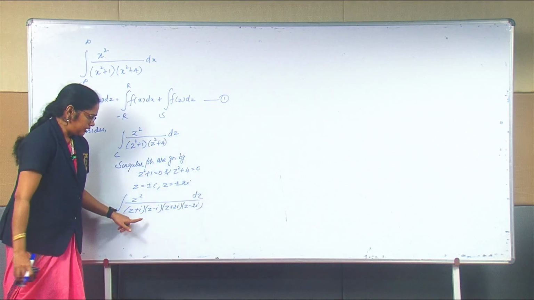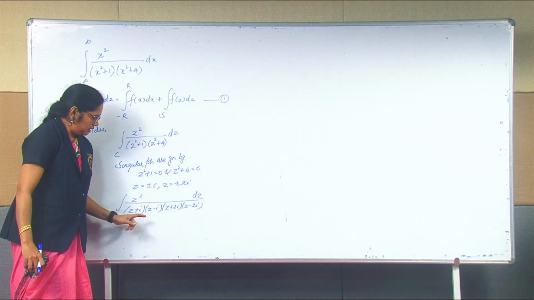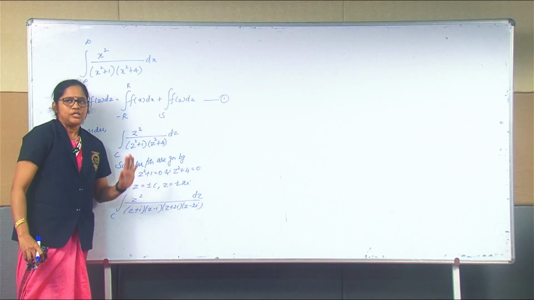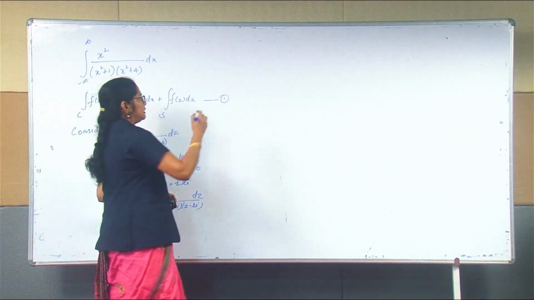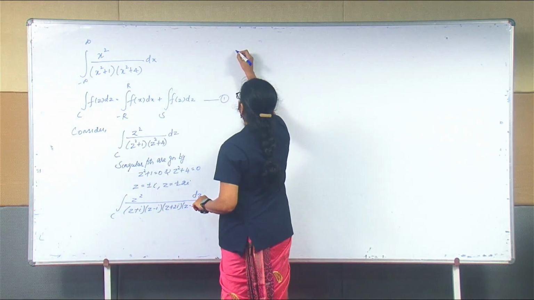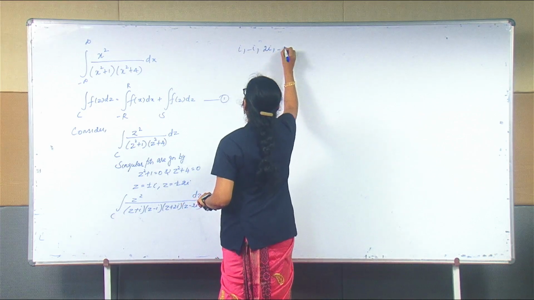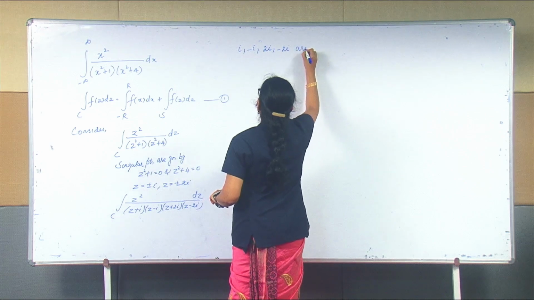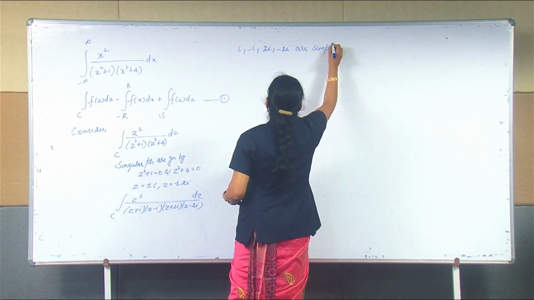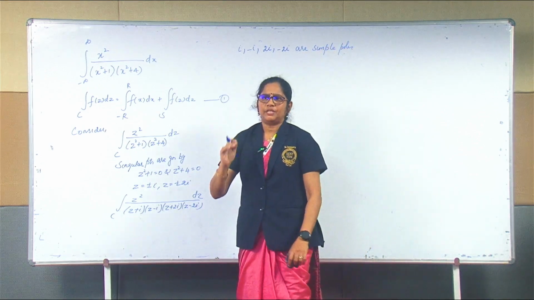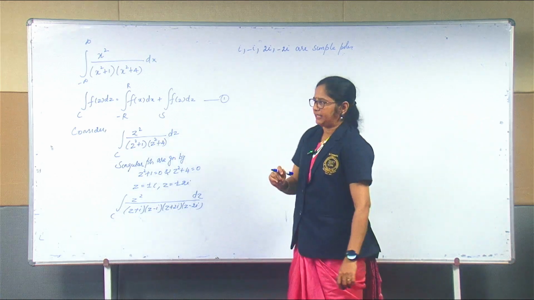Okay, so look at this one. Look at all the degrees of the terms. So here 1, 1, 1, 1, which means all the singular points are simple poles. So i, -i, 2i, -2i are simple poles. Now we need to check which points lie inside that circle.